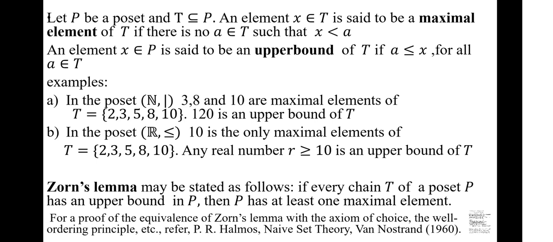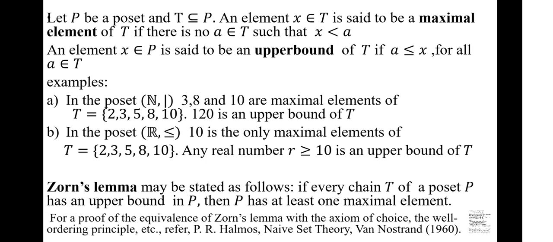Next, we'll define an upper bound of T. Let P be a poset as before and T be a subset of P. An element x belonging to P, note that x need not be in T here, is said to be an upper bound of T if x is greater than or equal to all elements of T. That is, x is greater than or equal to a for all a belonging to T.